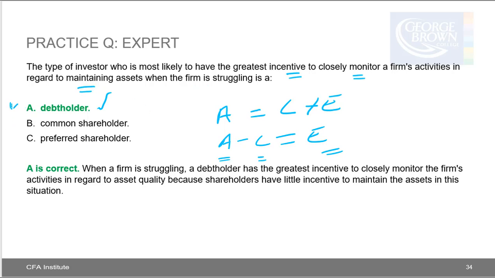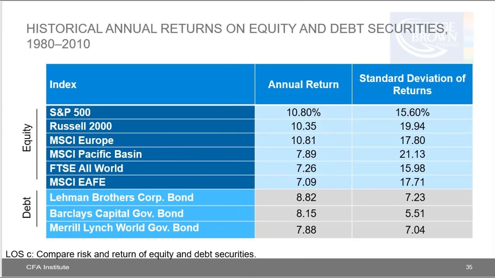So actually an expert question, but not too tough to understand the logic. Assets minus liabilities equals equity. Sell all the assets, pay all the debts. Debt holders are first in line. They've got the greatest incentive to monitor the firm's activities with regards to maintaining the assets. Okay, again, learning outcome statement C is comparing risk and return of equity and debt securities.